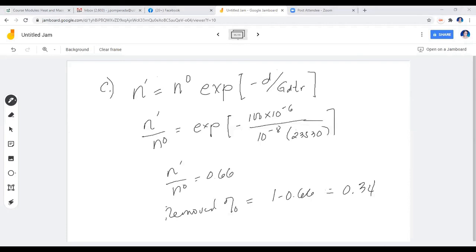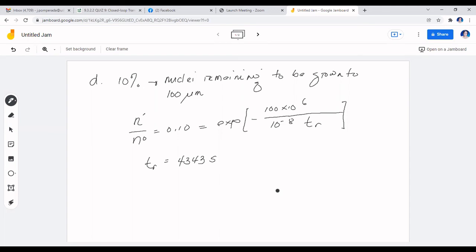The liquor flow rate which passes through a trap which removes 90% of the original nuclei by the time they have grown to 100 micrometer. 90% was already removed or is to be removed by the time they have reached 100 micrometer in size, then only the 10% of the nuclei remaining has to grow to 100 micrometer. And this 10% will be your N prime and N naught, which should be substituted to this particular equation here.